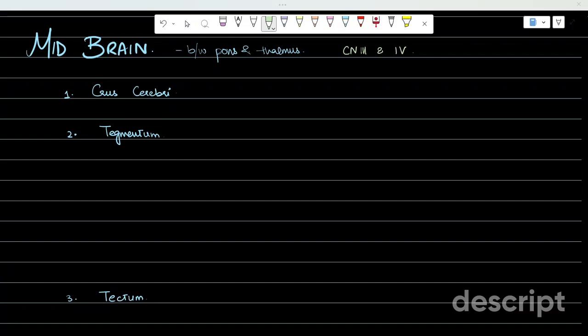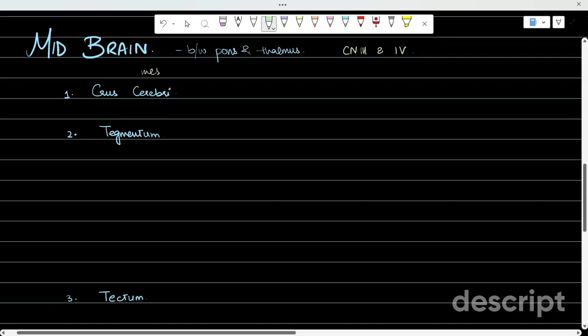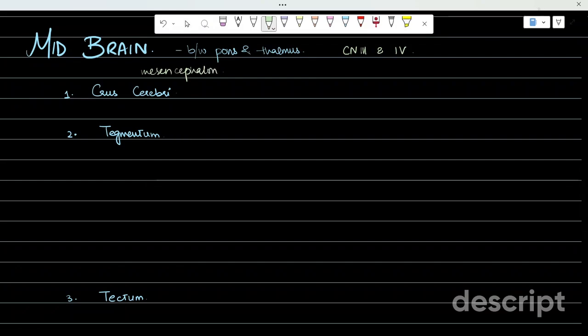Today we will be discussing the midbrain. Midbrain is a part of mesencephalon, so the embryonic component is mesencephalon. It's present between the pons and thalamus, and two major cranial nerves, the cranial nerve 3 and 4, arise from the midbrain. So the midbrain is composed of crus cerebri, tegmentum, and tectum.